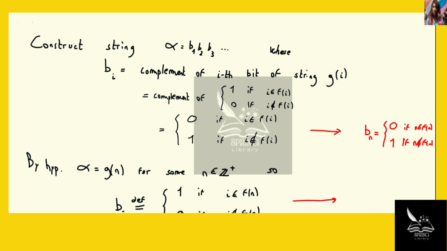And now down here, because alpha is G of n, its nth bit is going to be given by 1 if n is in F of n and 0 if n is not in F of n. And you can see that these two lines contradict each other. And of course, the contradiction stems from having assumed that there was a bijection between Z plus and its power set. Therefore, the power set of Z plus is uncountable.